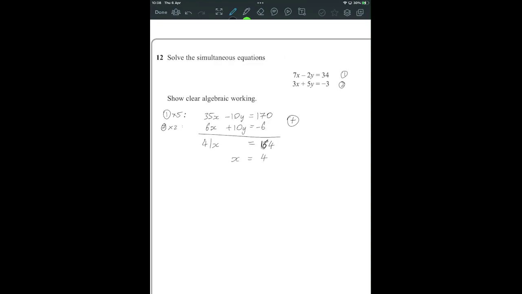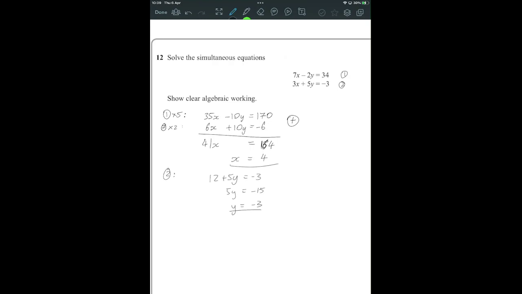And now I can sub back into one of the originals. I'm going to go back to equation 2, because the y term is positive. 3 times 4, so that's 12 plus 5y equals -3. 5y is then -15, and therefore y is -3. And that is my pair of solutions.